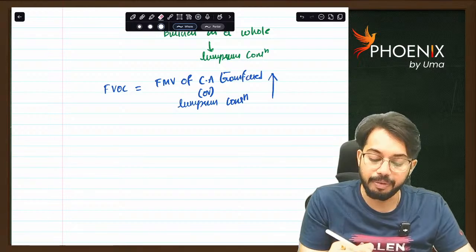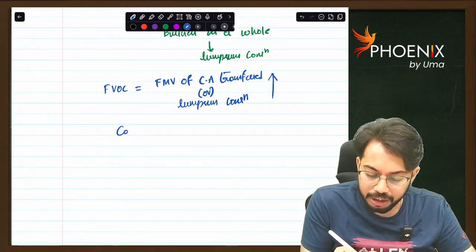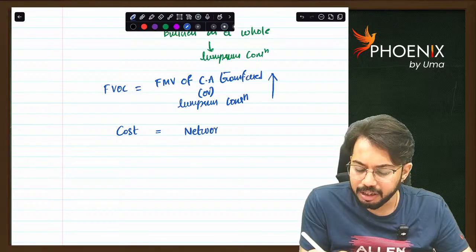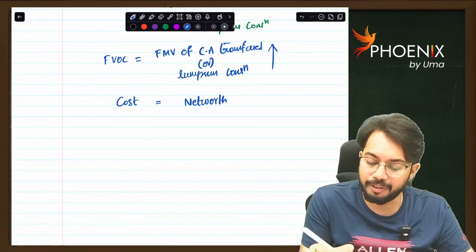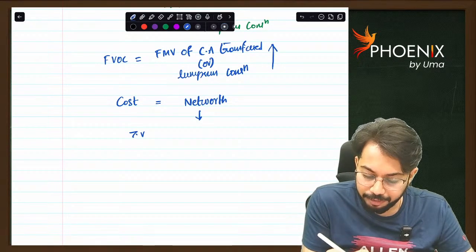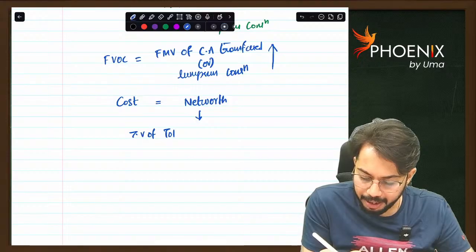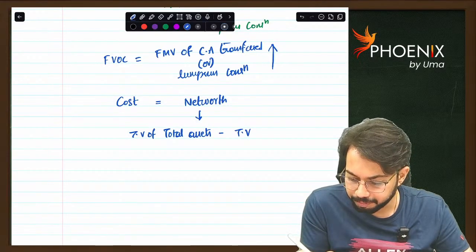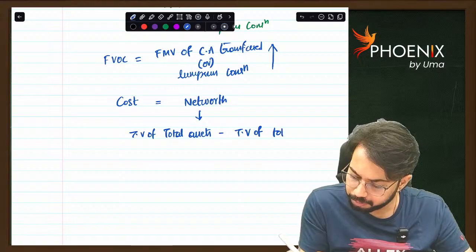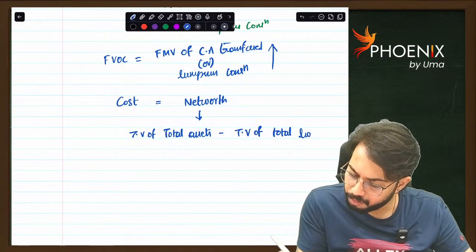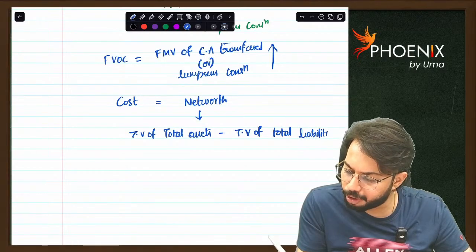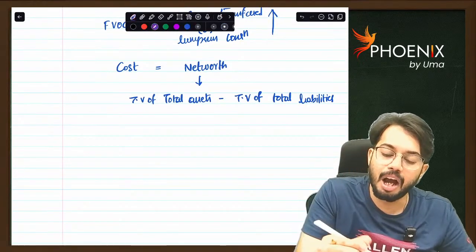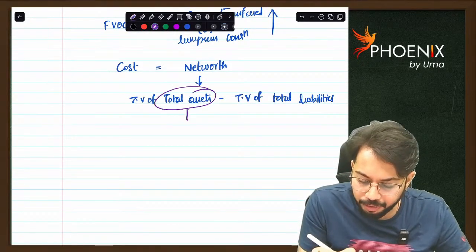Well and good, sir. What is to be taken as cost? In case of slump sale, cost is equal to net worth. Sir, what do you mean by net worth? Net worth means total value of total assets minus total value of total liability. Sir, how to calculate total value of total assets?